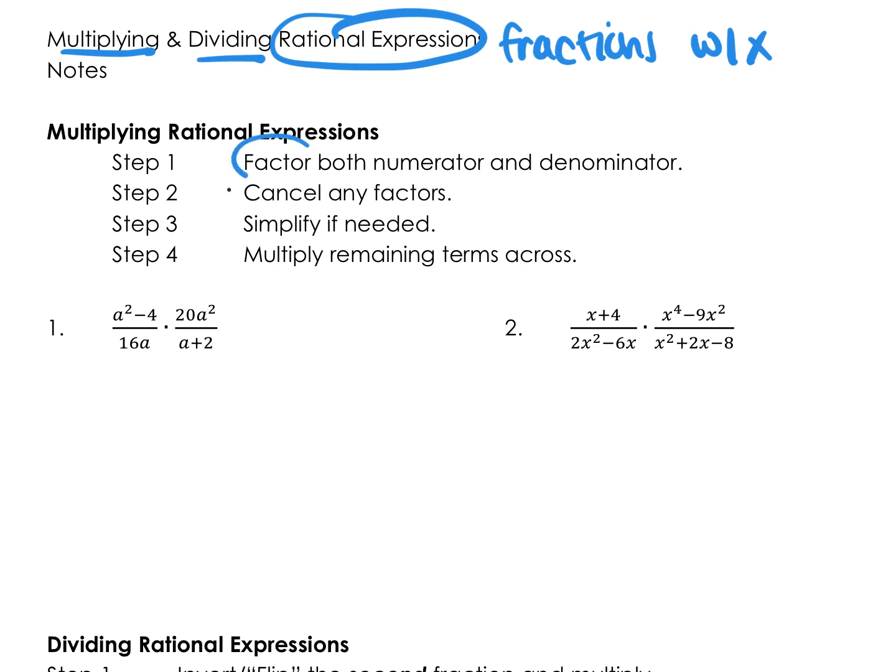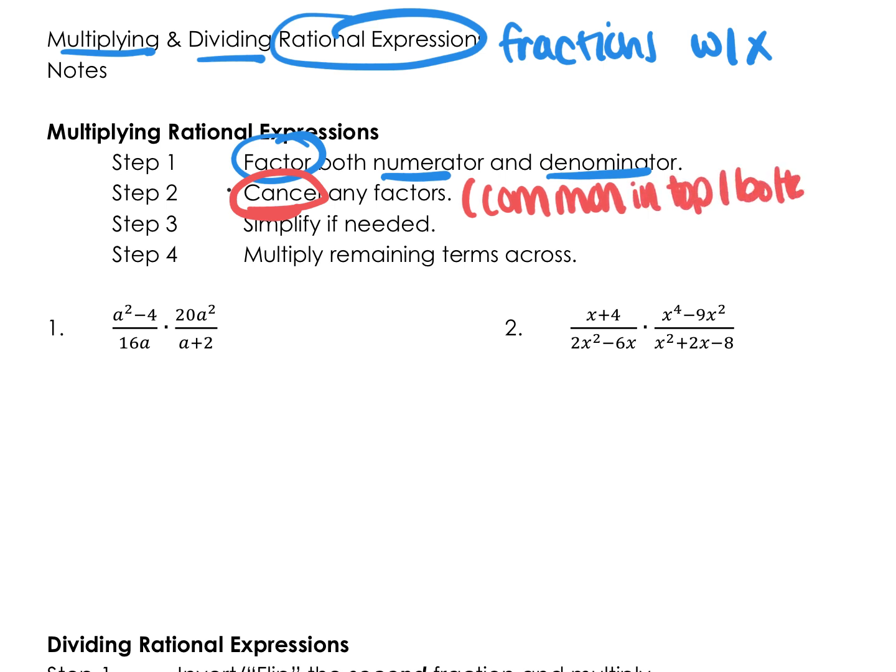So the first step is going to be factor. Like I said, for the next couple weeks, we're going to be factoring. So that's going to be factoring top and bottom. Then, just like we did with simplifying, you're going to cancel any factors that are common. These are factors that are common in the top and bottom. And lastly, we multiply across with fractions. So you're going to multiply anything in the top together that's left and anything in the bottom together. And that's it. So let's go ahead and start with this one.